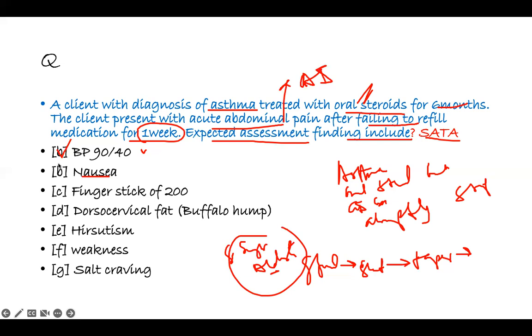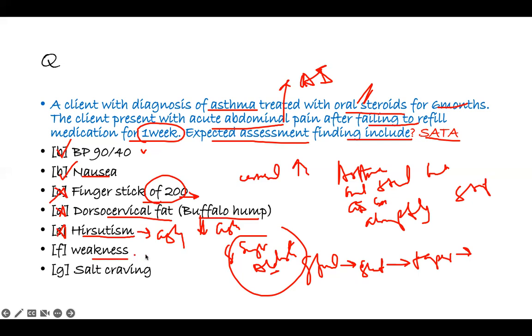Nausea, yeah. Adrenal insufficiency, you have GI symptoms. Finger stick of 200? Well, that's not correct. He has no corticosteroid. Corticosteroid will increase your sugar. He doesn't have corticosteroid, so this is wrong. Cervical fat, buffalo hump? Well, this is for Cushing because he doesn't have steroid. So that's wrong. Ascites? Well, the same thing. This is Cushing. You see what? They can combine the two so that you have to distinguish between them.